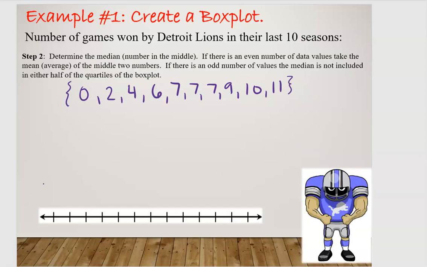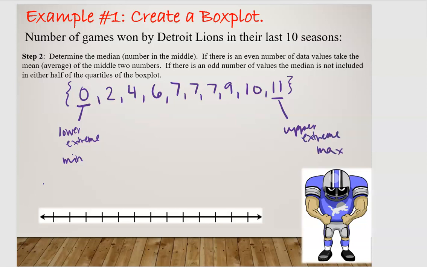Our second step is to determine the median. And if there's an even number, we need to take the mean of the two values. And if there's an odd number, then we just circle that median. So first off, here we have our lower extreme, which we could also call our minimum. And here we have our upper extreme, which could be our maximum.